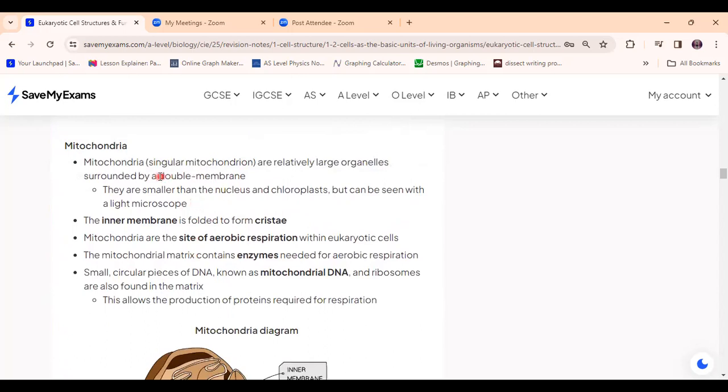The mitochondria, which in singular form we call mitochondrion. If we are referring to only one, then we say mitochondrion. And these structures are relatively large organelles surrounded by a double membrane. Again, they are smaller than the nucleus and chloroplasts, but they can be seen with the light microscope.